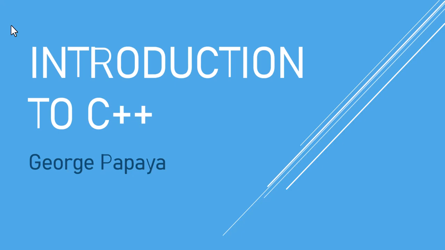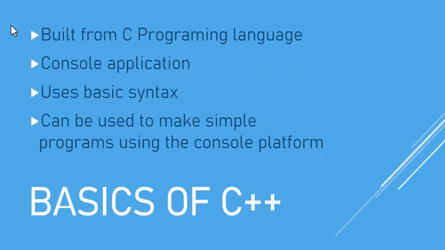So our introduction would be for C++, and C++ is a programming language whereby we want to get some of the following. Where did C++ come from? It came from C programming. What we'll be working with, we're working with a console application. We also want to know the basics of our syntax. We also can use this to make a simple program which will be on the console platform. Those are the basics of what our content would be.